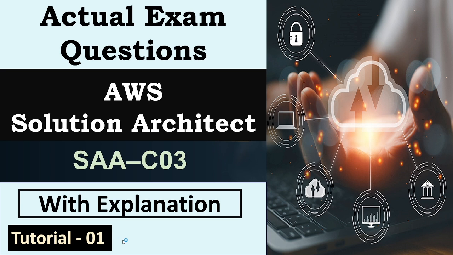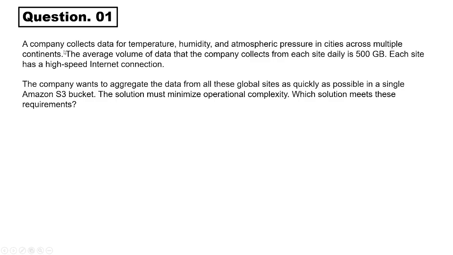This is going to be tutorial first of the series, and let's start this video with first question of the series. A company collects data for temperature, humidity and atmospheric pressure in cities across multiple continents. The average volume of data the company collects from each site daily is approx 500 GB. Each site has a high speed internet connection.